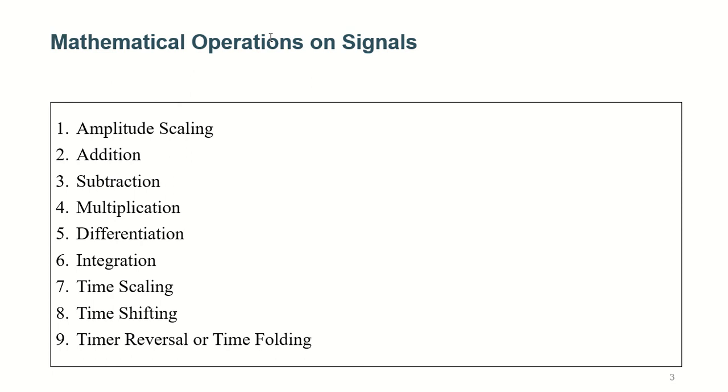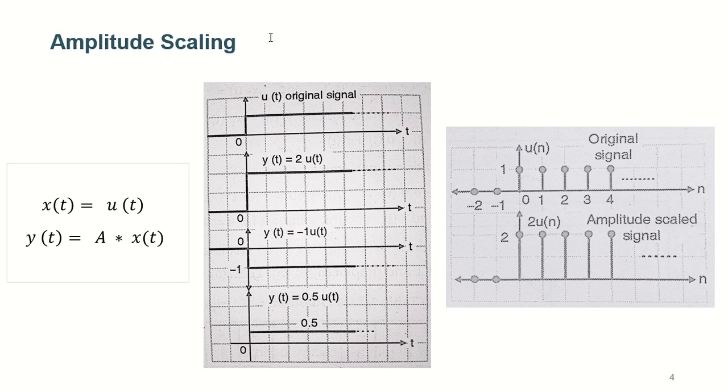Okay. So now first let's start with the amplitude scaling of my signal. What do we do in amplitude scaling? It is pretty simple, pretty much self-explanatory. Amplitude scaling is an operation of changing the amplitude of a given continuous time signal, or for that case, you can also consider a discrete time signal. Let's take a signal x of t is equal to u of t. u of t is my unit step signal.